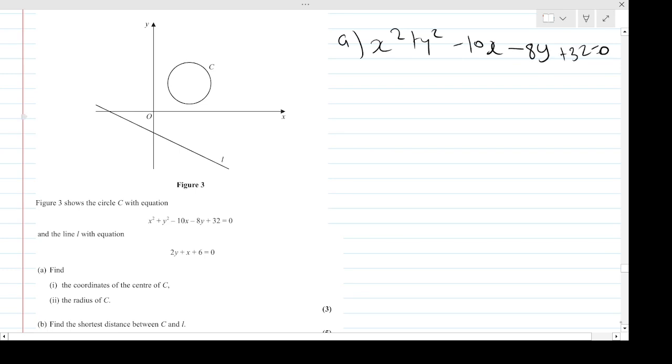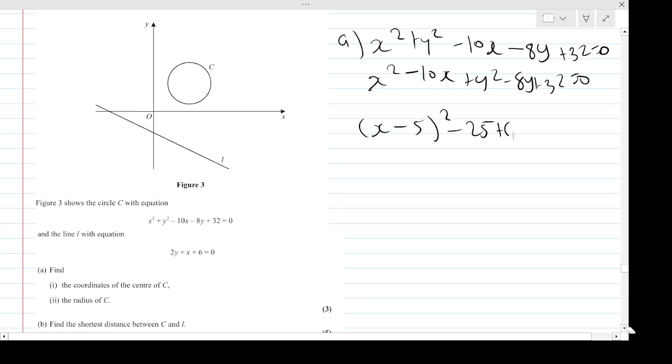Okay, so again, firstly, it's best to group the x terms together. So x squared minus 10x plus y squared minus 8y plus 32 equals 0, as then we'll be completing the square on the x and the y parts. So then for x minus, half of minus 10 is minus 5, all squared, take away 5 squared, 25, then add y, and then half of minus 8 is minus 4, squared, minus 16 plus 32 equals 0.